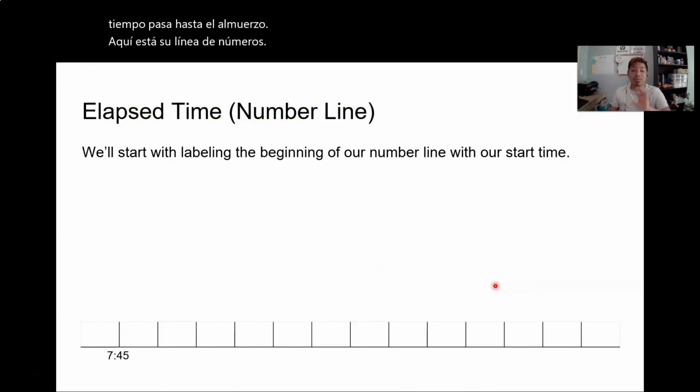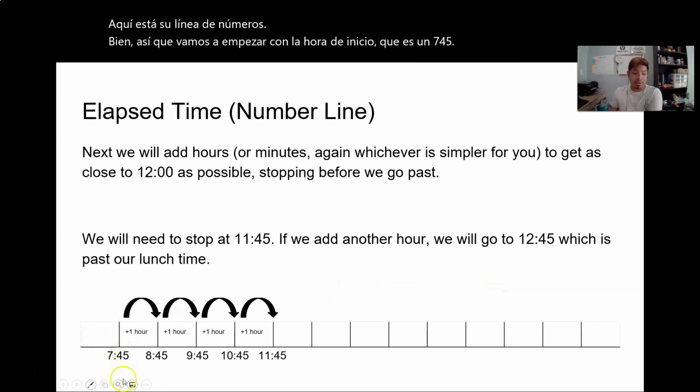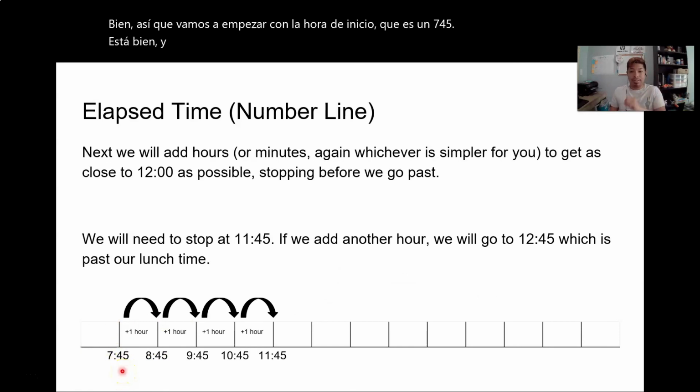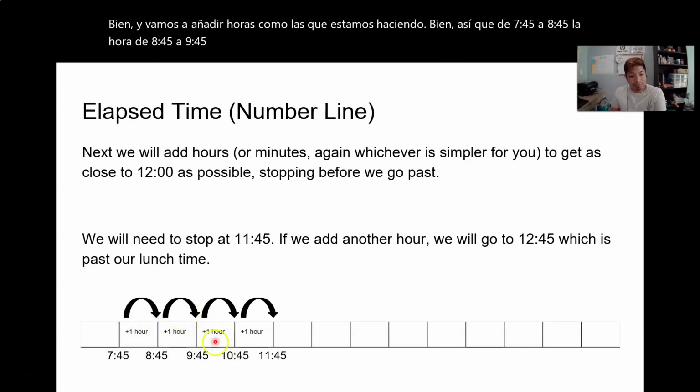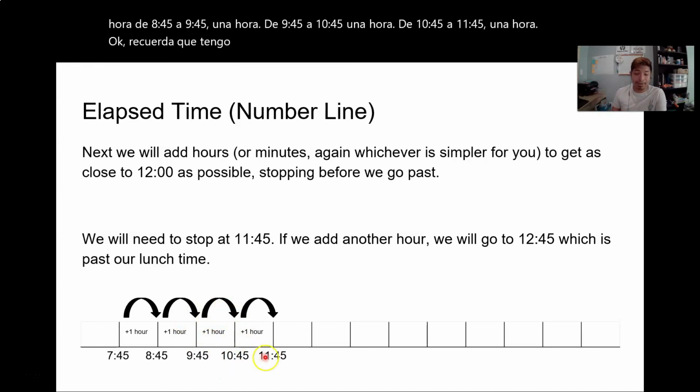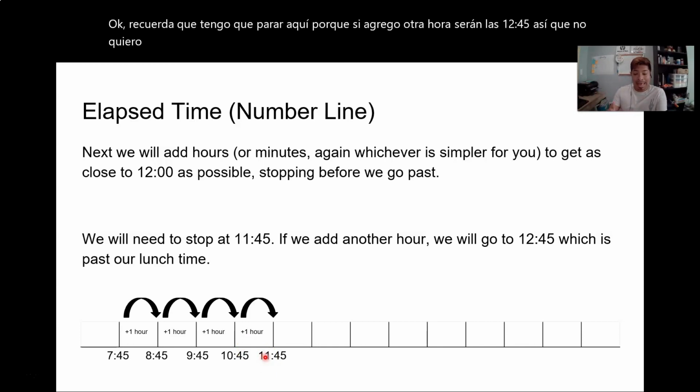Okay, so we're gonna start with the beginning time, which is at 7:45, right here, okay? And we're gonna add hours just like how we were doing, okay? So from 7:45 to 8:45, an hour. 8:45 to 9:45, 1 hour. 9:45 to 10:45, 1 hour. 10:45 to 11:45, 1 hour. Okay, remember I have to stop here because if I add another hour, that's gonna be 12:45. So I don't want to do that. Instead, what I want to do is add minutes now to make it to 12.